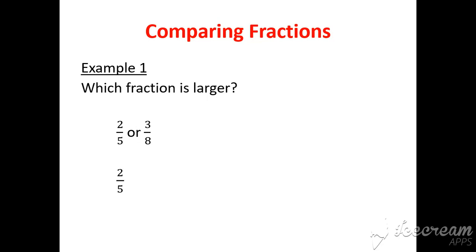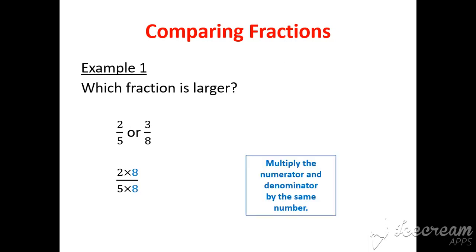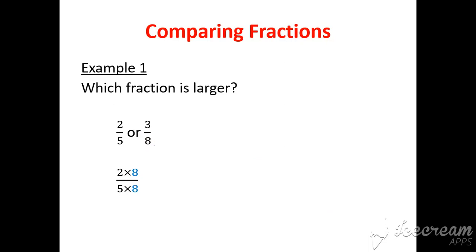Let's take 2/5 and turn it into an equivalent fraction. To do that, we could divide, but we're going to times the top and the bottom by the same number. Now, what number? 8. Now, why did I pick 8? Well, that happens to be the denominator of the other fraction. So, let's do it. 2 times 8 is 16, and 5 times 8 is 40. So I've taken 2/5 and turned it into an equivalent fraction, 16 over 40.